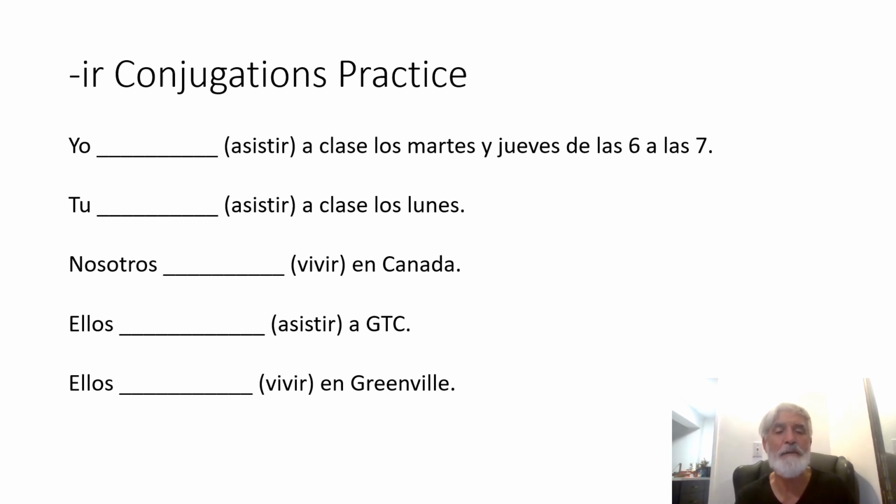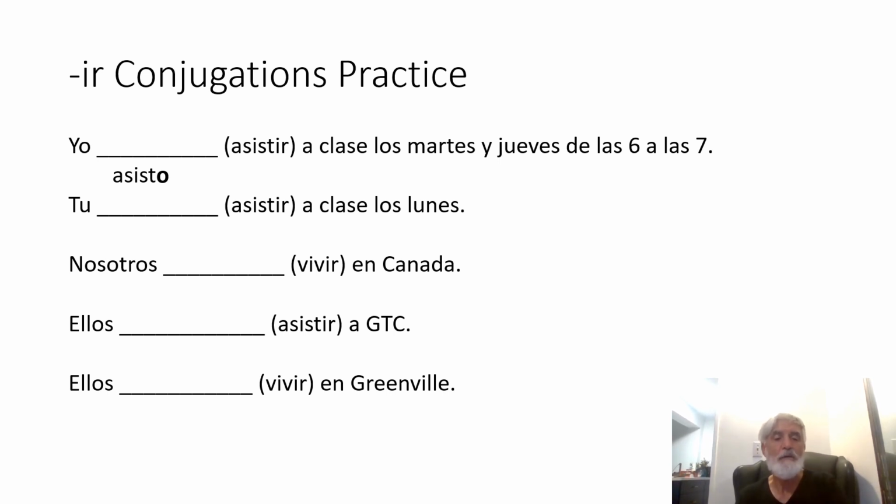Yo asisto a clase los martes y jueves de las 6 a las 7. So I want to say what? I attend class los martes y jueves. So when you have los in front of a day of the week, it means on, regularly occurring. So I attend class on Tuesdays y jueves, Thursdays. De las 6 a las 7 means from 6 o'clock to 7 o'clock. So I attend class on Tuesdays and Thursdays from 6 to 7 o'clock. That's what we're saying. How do I conjugate the verb asistir? I get the stem, it's asist. What ending do I put with yo? It's o, yo asisto. And notice we always follow asistir with a.